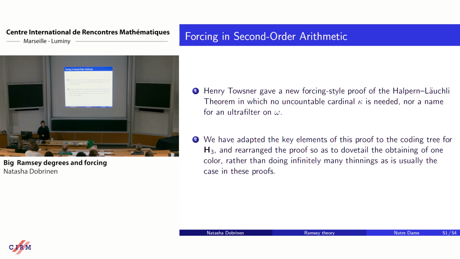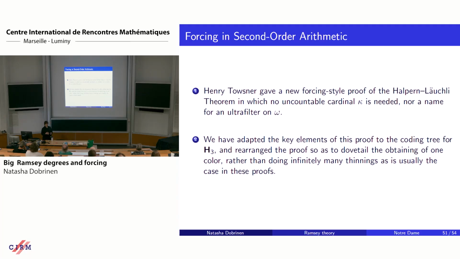More recently, with Henry Tausner, so this was not recent. He did this maybe 6 or 7 years ago, but he gave a new forcing style proof of Halpern and Läuchli, but without using the Erdős-Rado theorem, so no need for some uncountable cardinal kappa. This is part of his line of work, trying to get rid of ultrafilters. Which, I like ultrafilters, but okay, it's an interesting line of work, and it's been useful.